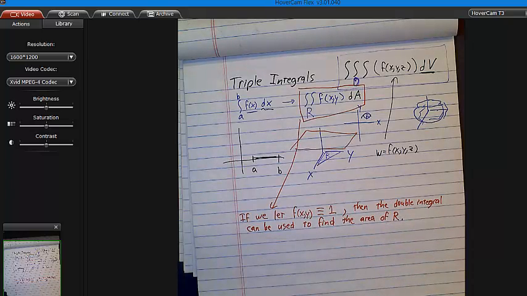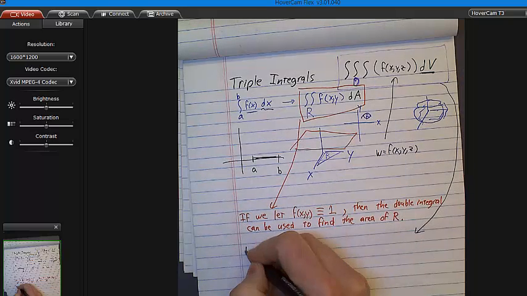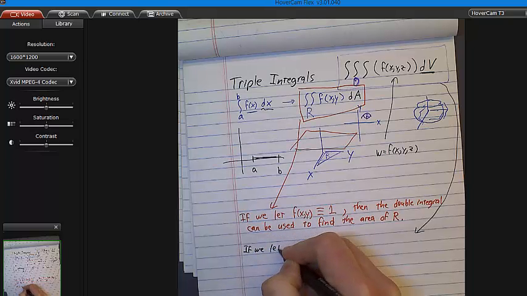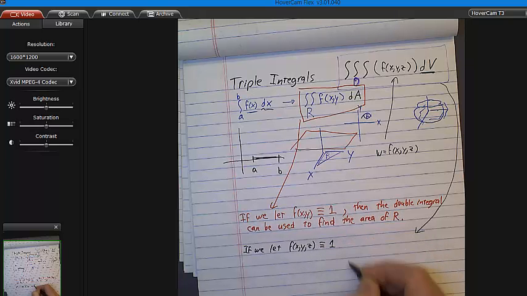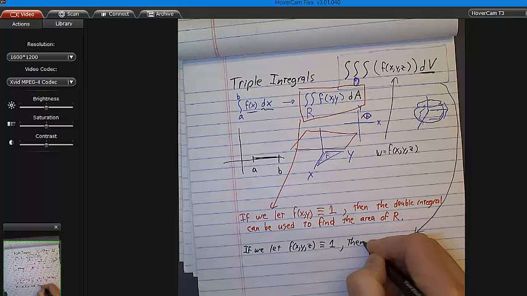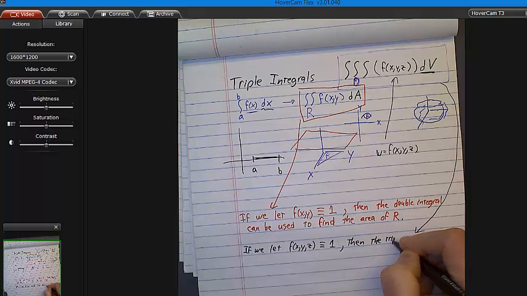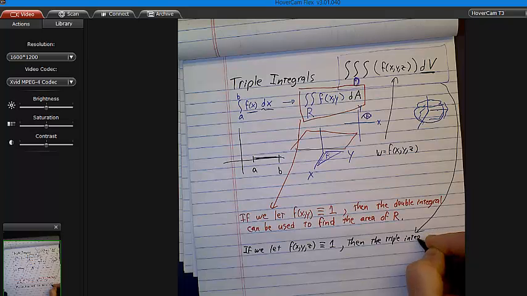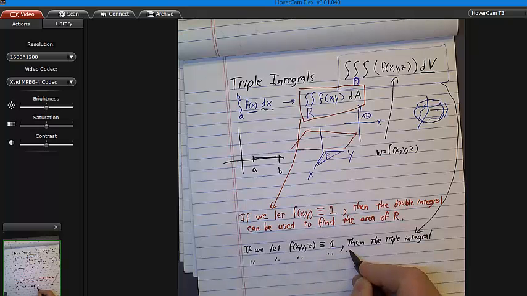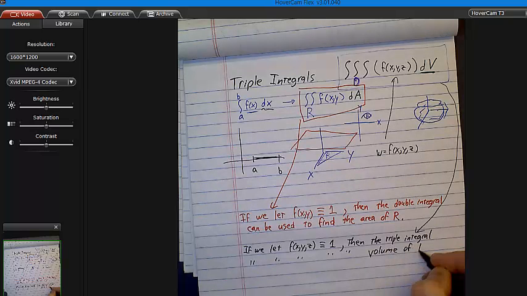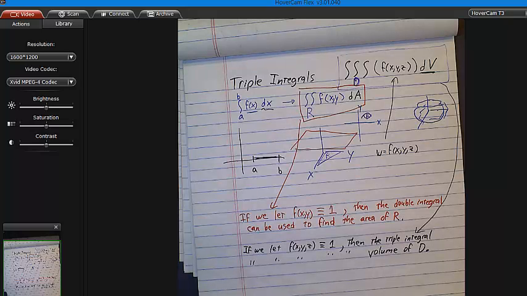All right, guys. So what do you think we're going to do today with triple integrals? Well, what's the analogy? If we let f of x, y, z be identically equal to 1, then the triple integral, what are we going to say? Can be used to find the what? Volume of D. Right? The volume of D. So that's kind of cool.